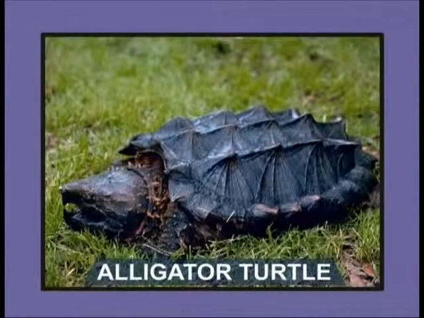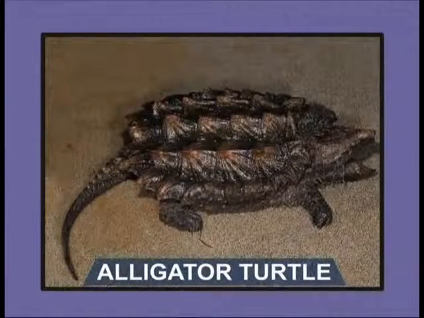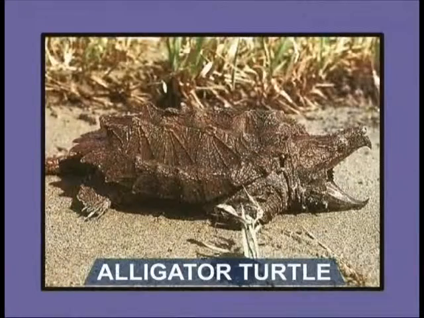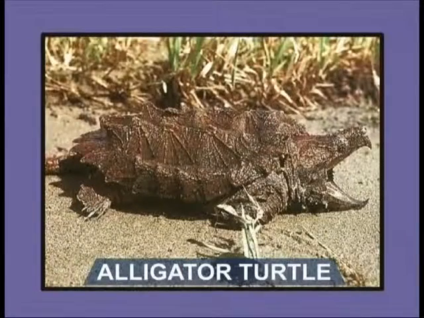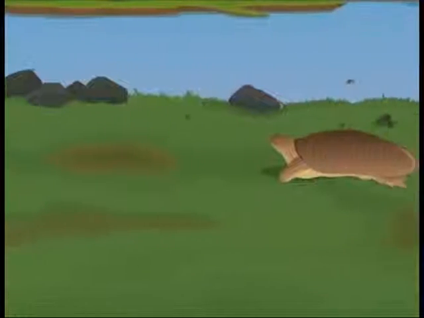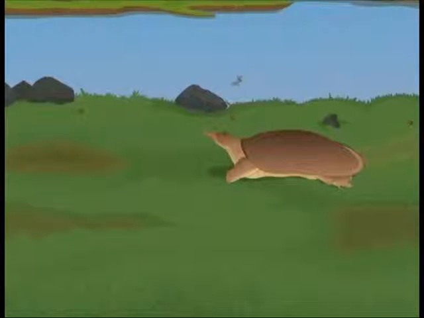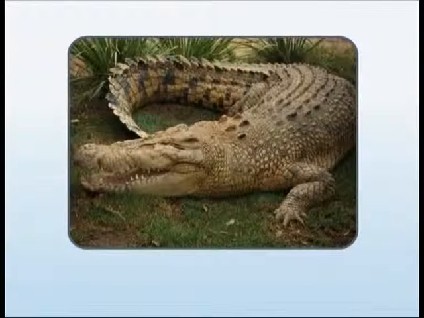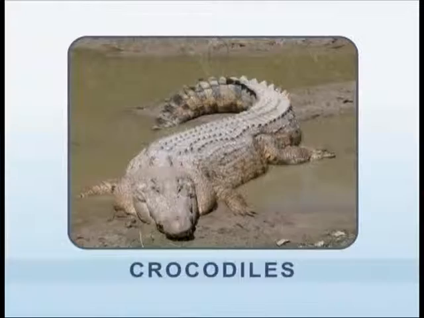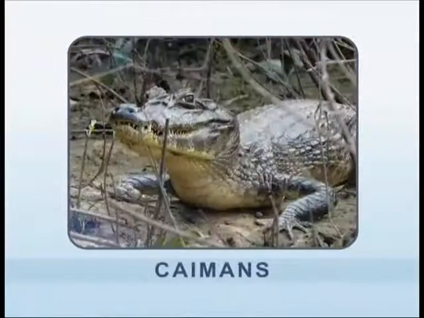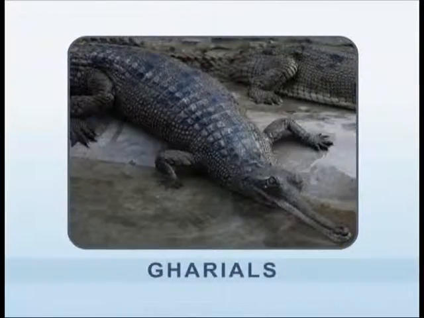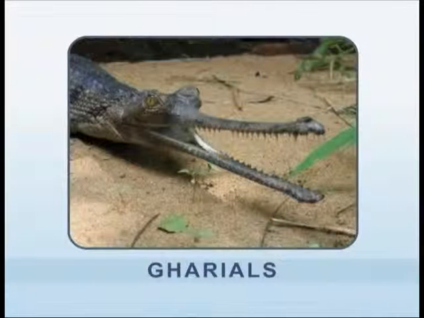The world's largest freshwater turtle is the alligator snapping turtle of southern USA. It is a massive creature and attracts its prey by wiggling a worm-like projection on its tongue. In warmer regions, crocodiles, alligators, caimans, and gharials are top predators of rivers and lakes.